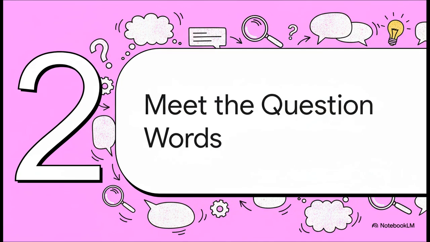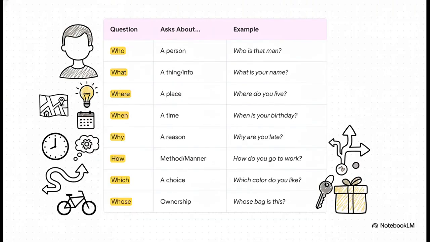So let's meet this incredible team of question words, shall we? We're going to break down exactly what each one does so you'll always know which one is the right one for the job. And here they are, all 8 of them in one place. Think of this as your ultimate cheat sheet. You can see the word, what it's for, and a simple example.